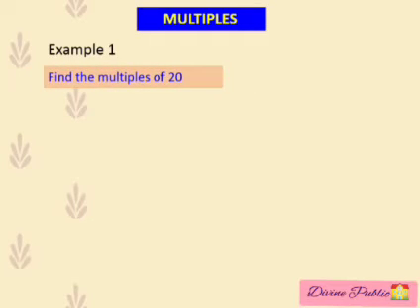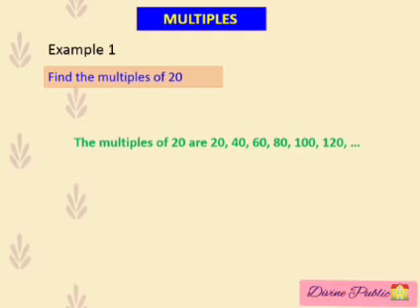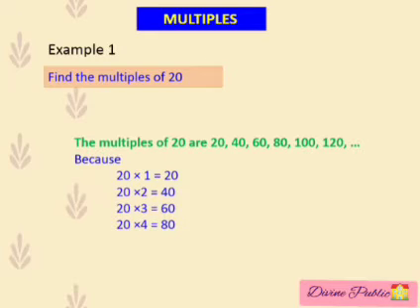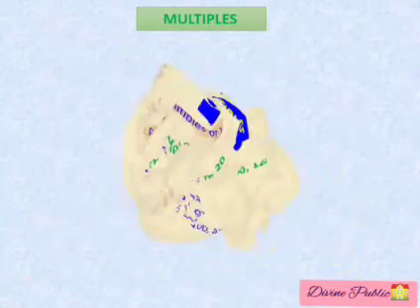Find the multiples of 20. The multiples of 20 are 20, 40, 60, 80, 100, 120 and so on, because 20 into 1 equals 20, 20 into 2 equals 40, 20 into 3 equals 60, 20 into 4 equals 80, 20 into 5 equals 100 and so on.